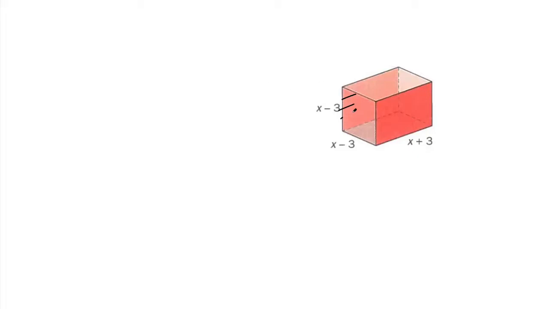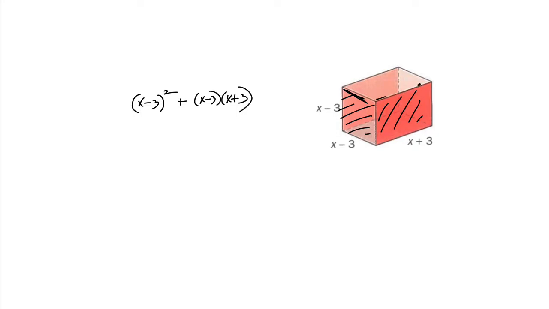So surface area. That area right there is x minus 3 times x minus 3. But we have two of those. Okay, I'm just going to not write that yet. This area here is x minus 3 and x plus 3, and the top is also x minus 3 and x plus 3. So we have two of these. Okay, but we have to double the whole expression.